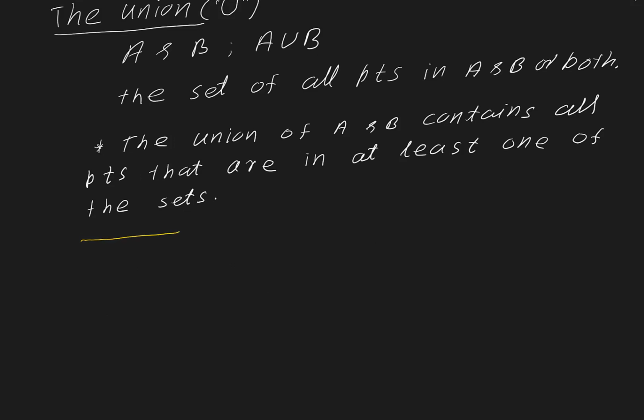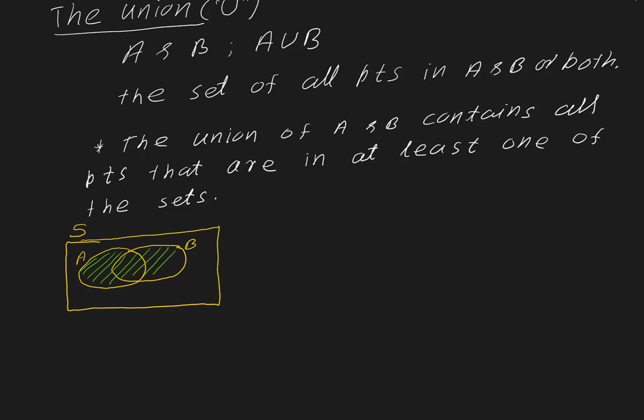Let me show you using a Venn diagram. As usual, we have the universal set. So there are two sets, set A and set B. So this is A, this is B. According to the definition, union represents this shaded area. This is A union B.